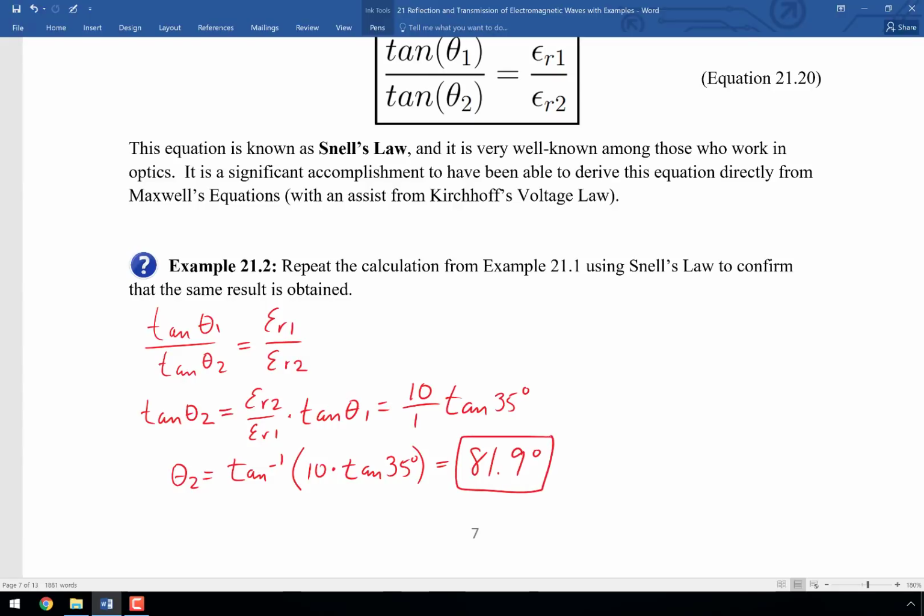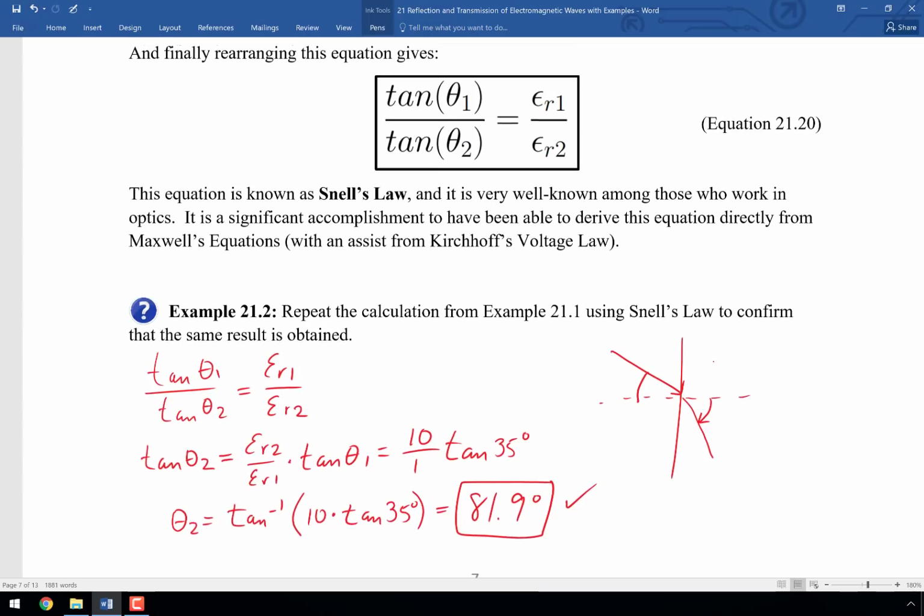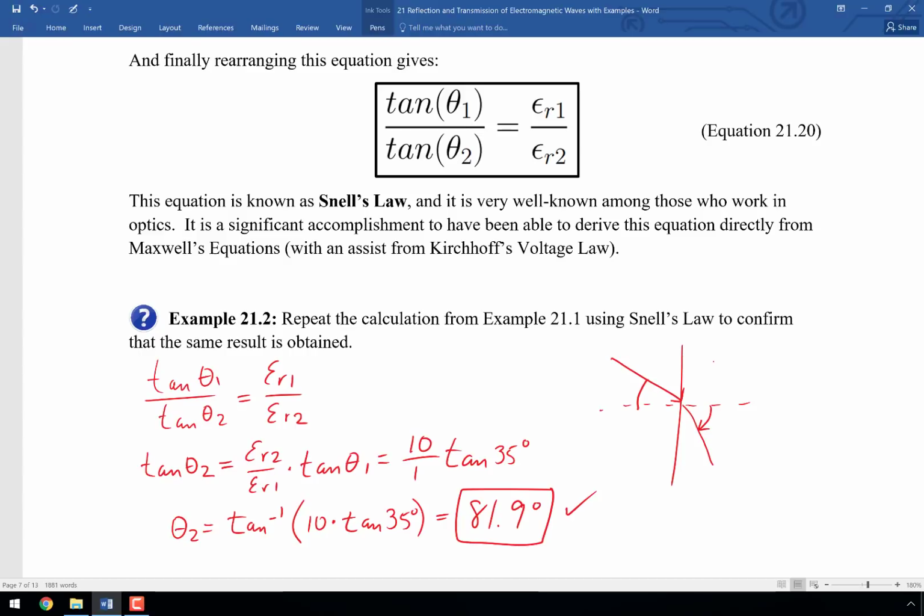You can go back and verify that that is the same result that we got before. And I think you would also agree that it was significantly simpler to do it this way. So it was, in fact, worth the time to invest in that derivation. Now, the reason why we take the angle relative to the perpendicular is because that way we get the cleanest form of equation 21.20. If we went with the opposite angles, we would end up with another equation that just wouldn't be quite as compact as that one.